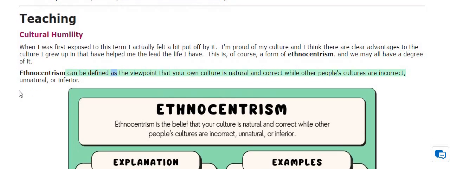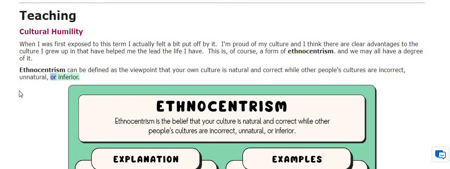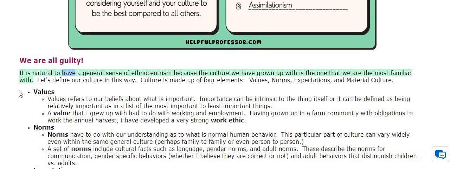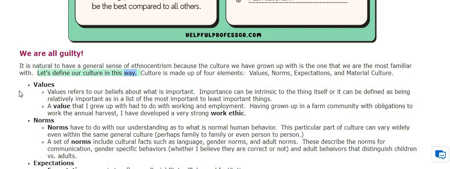Ethnocentrism can be defined as the viewpoint that your own culture is natural and correct while other people's cultures are incorrect, unnatural, or inferior. We are all guilty. It is natural to have a general sense of ethnocentrism because the culture we have grown up with is the one that we are the most familiar with. Let's define our culture in this way.